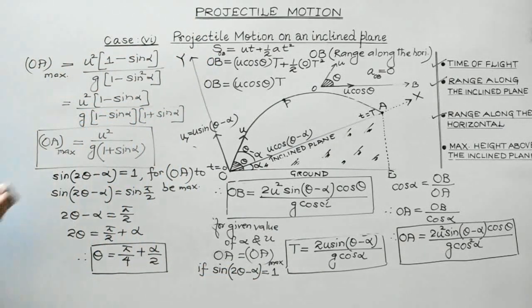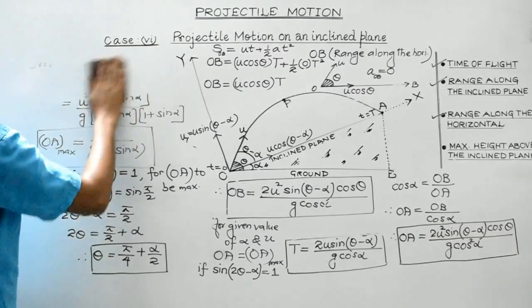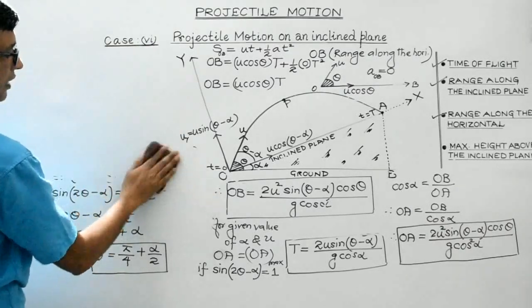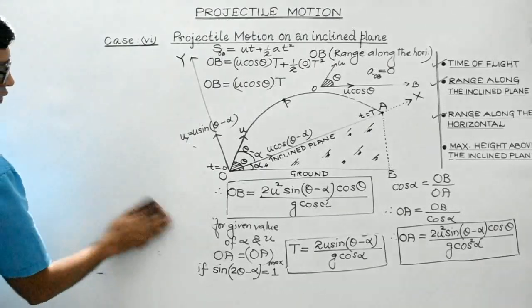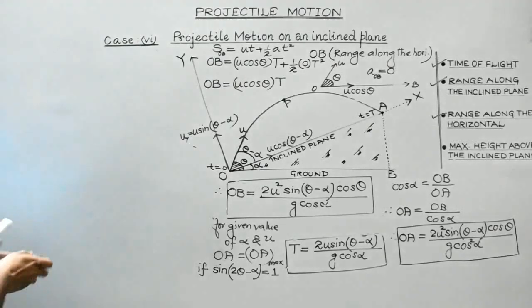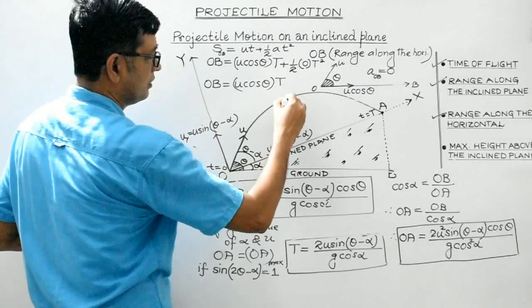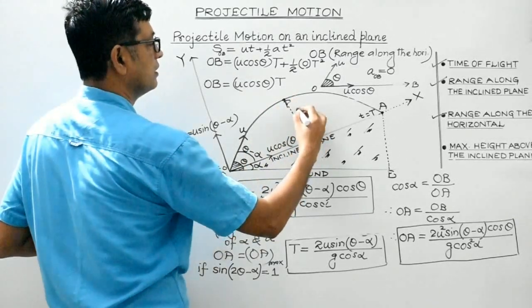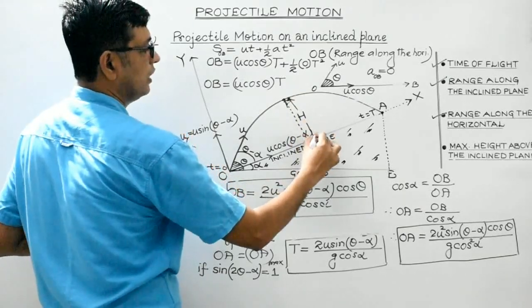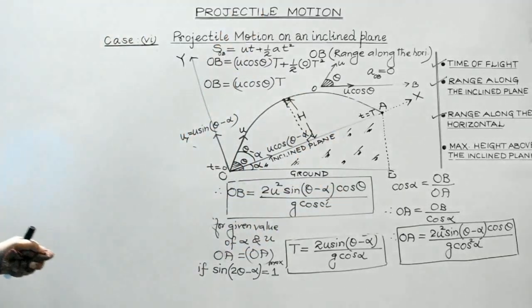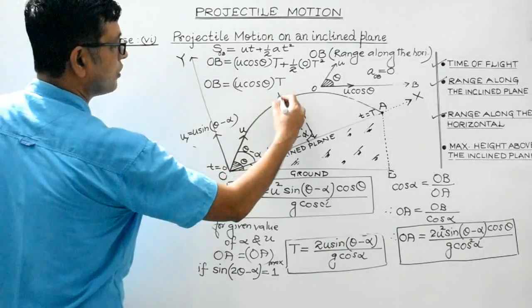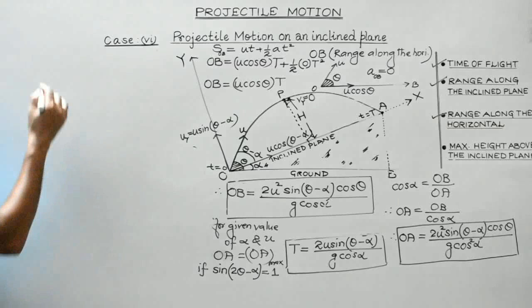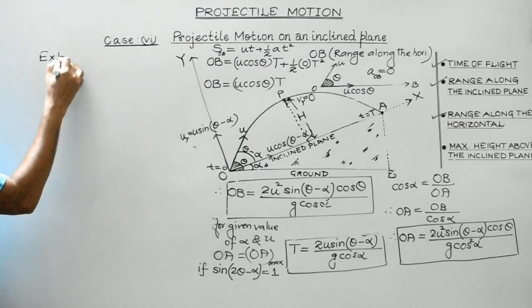So this is also very simple. We have to consider the motion along OY. What we need to do is, this is to be obtained, this one. This is the maximum height above the inclined plane, right? Above the inclined plane. For this, students, let's consider motion from O to P. Okay, now let us find out the expression for the maximum height.